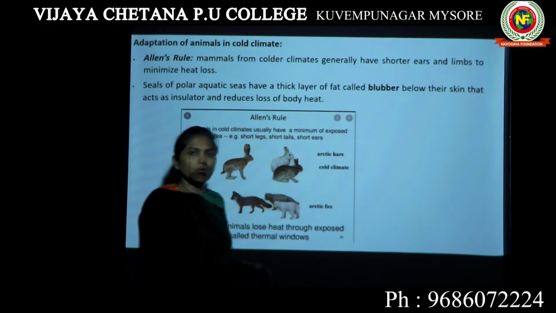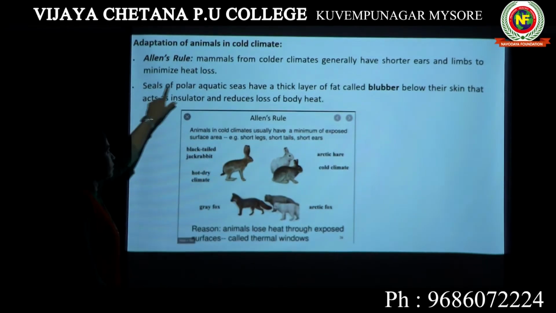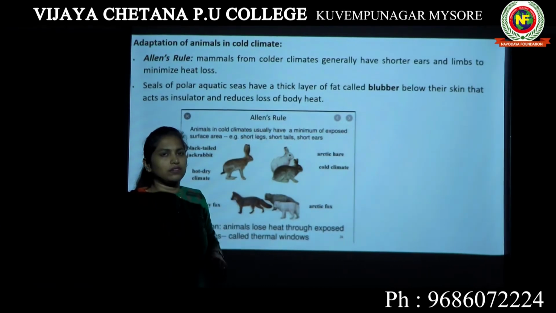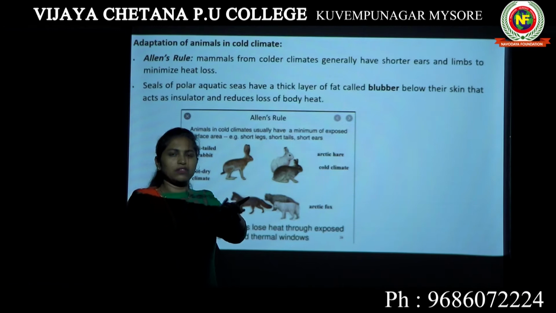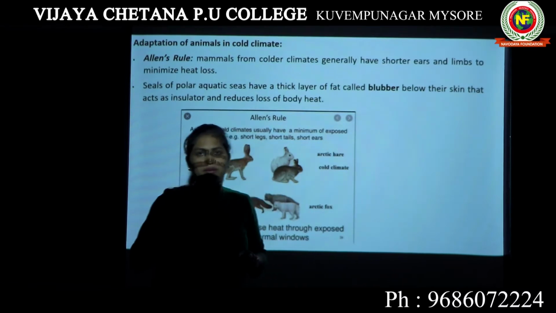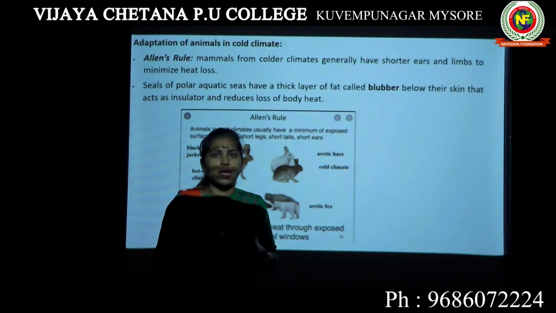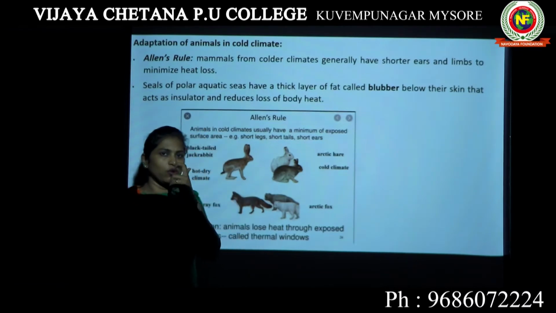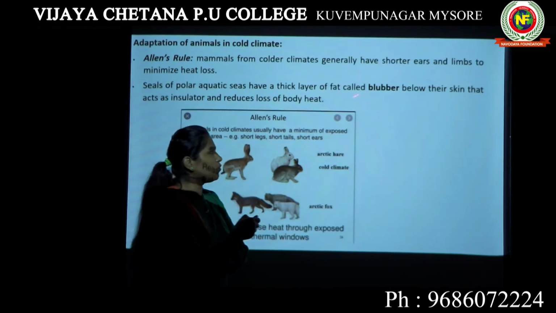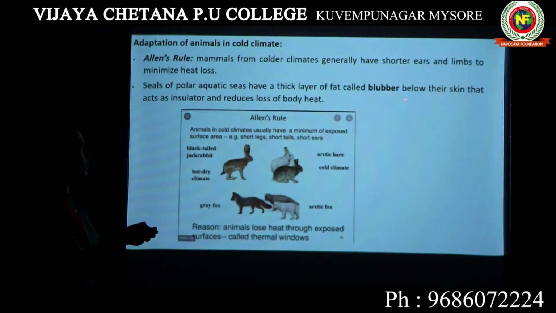If you take a cross section of the skin of a seal which lives in polar oceans, just below the uppermost surface of the skin, which is the epidermis, they have a very thick layer of fat. They store fat just below the outermost surface of their skin. That layer of fat is known as blubber, and it is present below their skin.